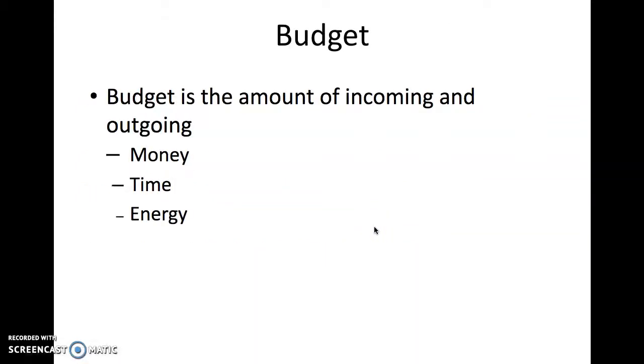Budget is the amount of incoming versus outgoing. When you think of a money budget, you look at how much you earn versus how much you spend. When we look at the Earth's energy budget, we're going to see how much energy is coming into the Earth versus how much energy is moving out of the Earth.